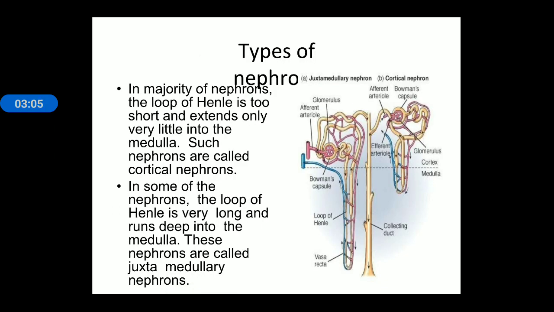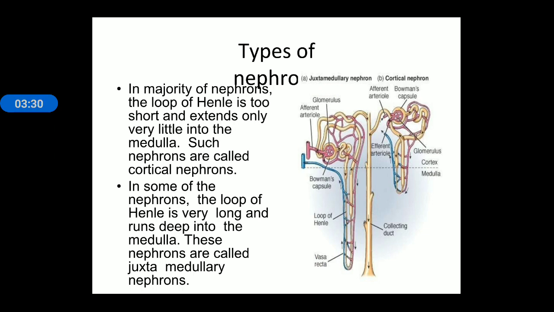Next, types of nephron. There are two main types of nephron present in the human kidney: juxtamedullary nephron and cortical nephron. The human kidney consists of two main parts, the cortex and the medulla. The cortex is the outermost part and the medulla is the inner part of the kidney.